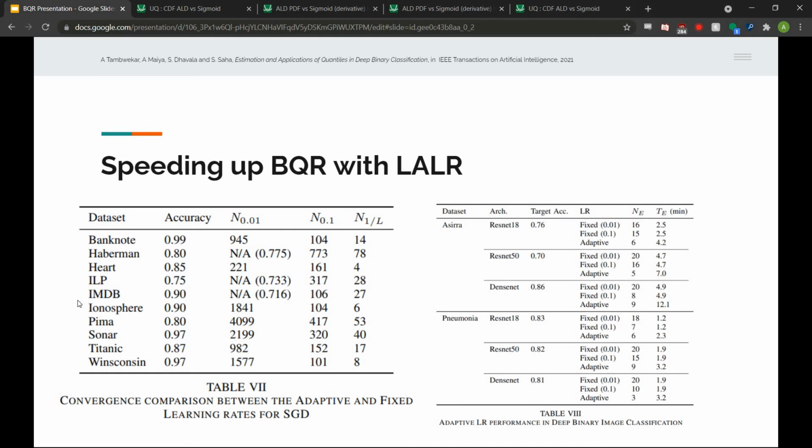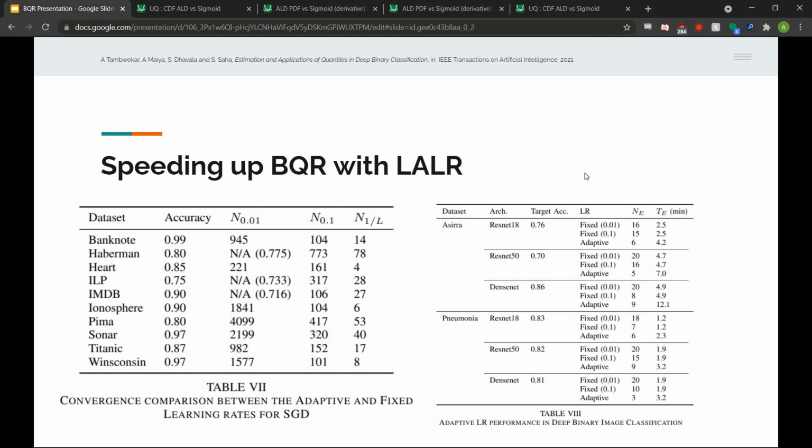On the right hand side, we have a performance comparison for image classification, because remember, BQR is applicable for any binary classification task. It does not depend on the nature of the data or anything of that nature. All it needs is for the class labels to be binary, and it works as an add-on to any additional network. So what we found in the case of the binary image classification was that we did see a decrease in the number of epochs that were required.